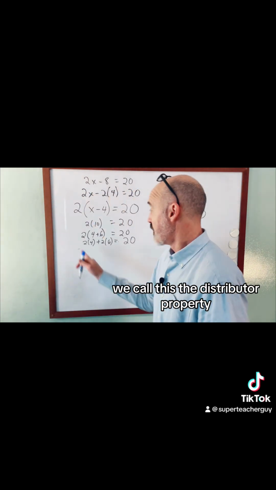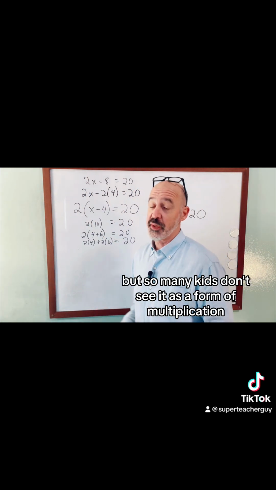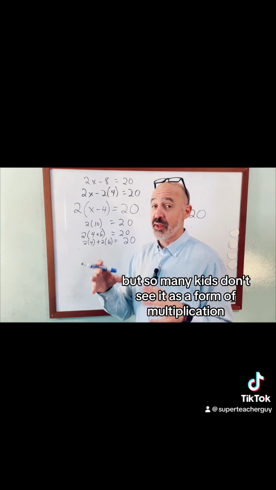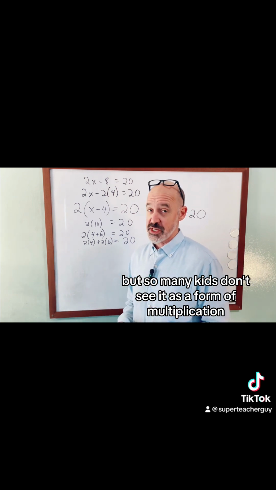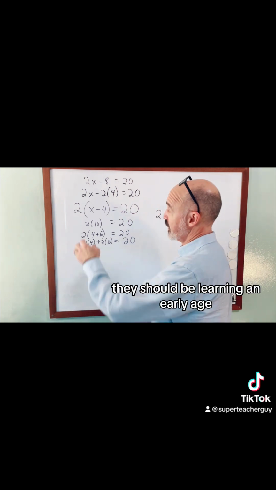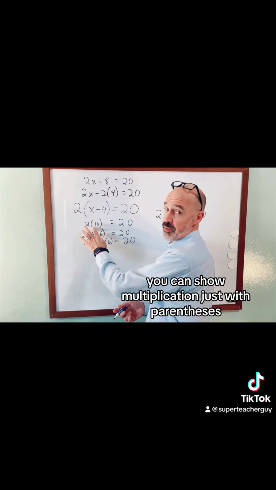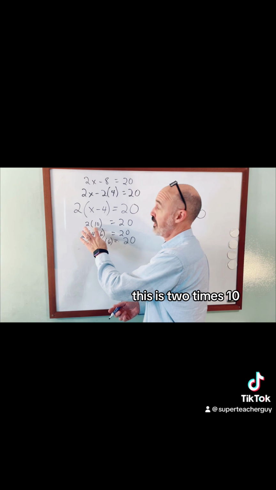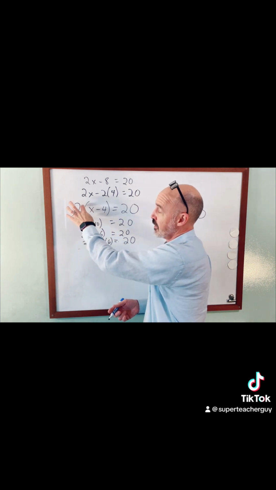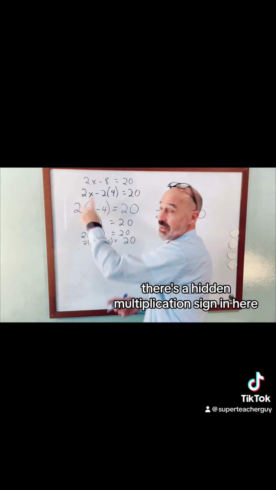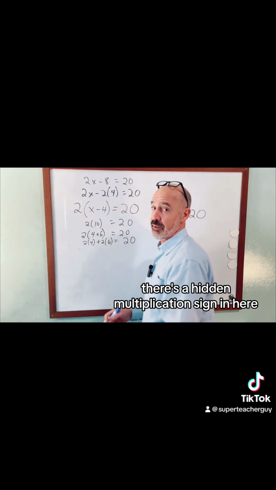We call this the distributive property, but so many kids don't see it as a form of multiplication, and that's a big problem. They should be learning at an early age. You can show multiplication just with parentheses. This says 2 times 10. That way, when they see this, they already can understand there's a hidden multiplication sign in here.